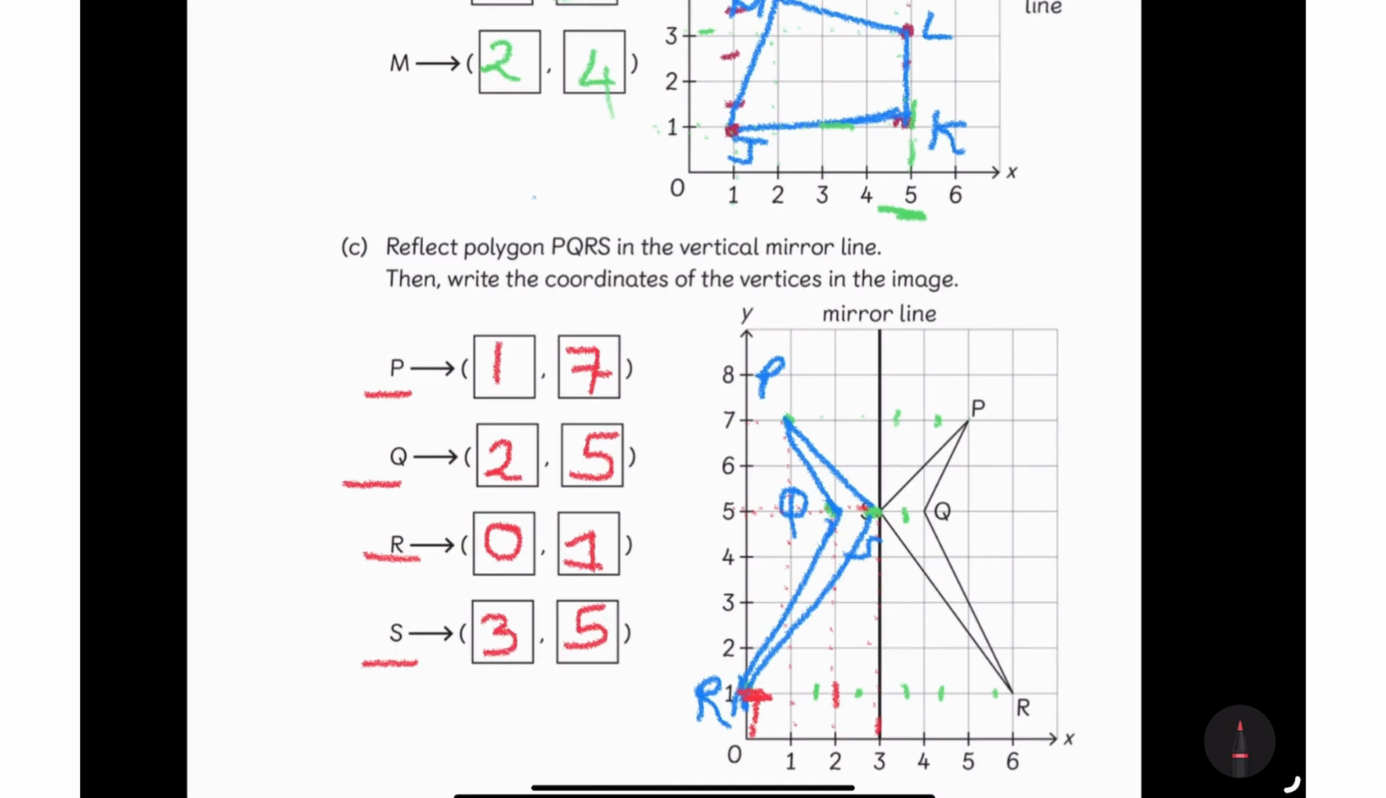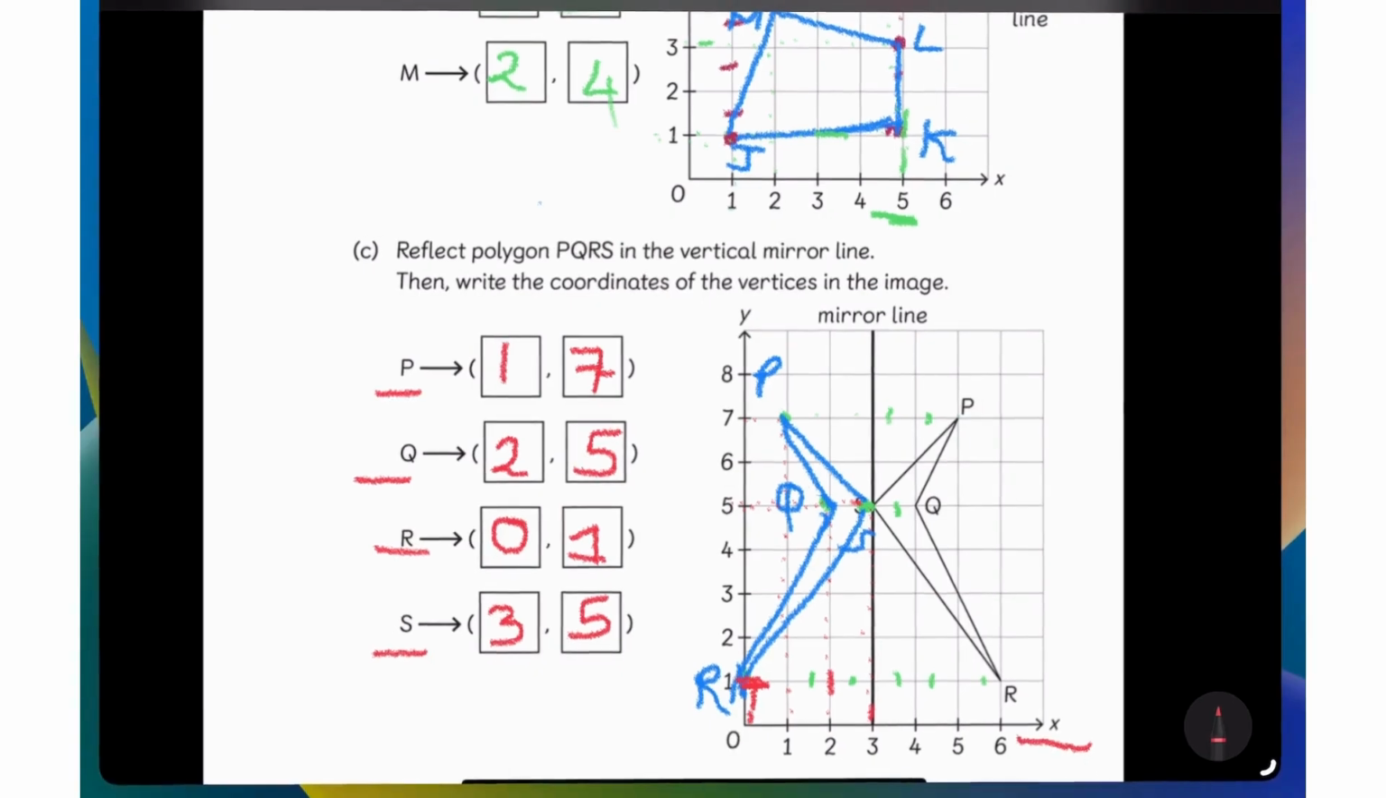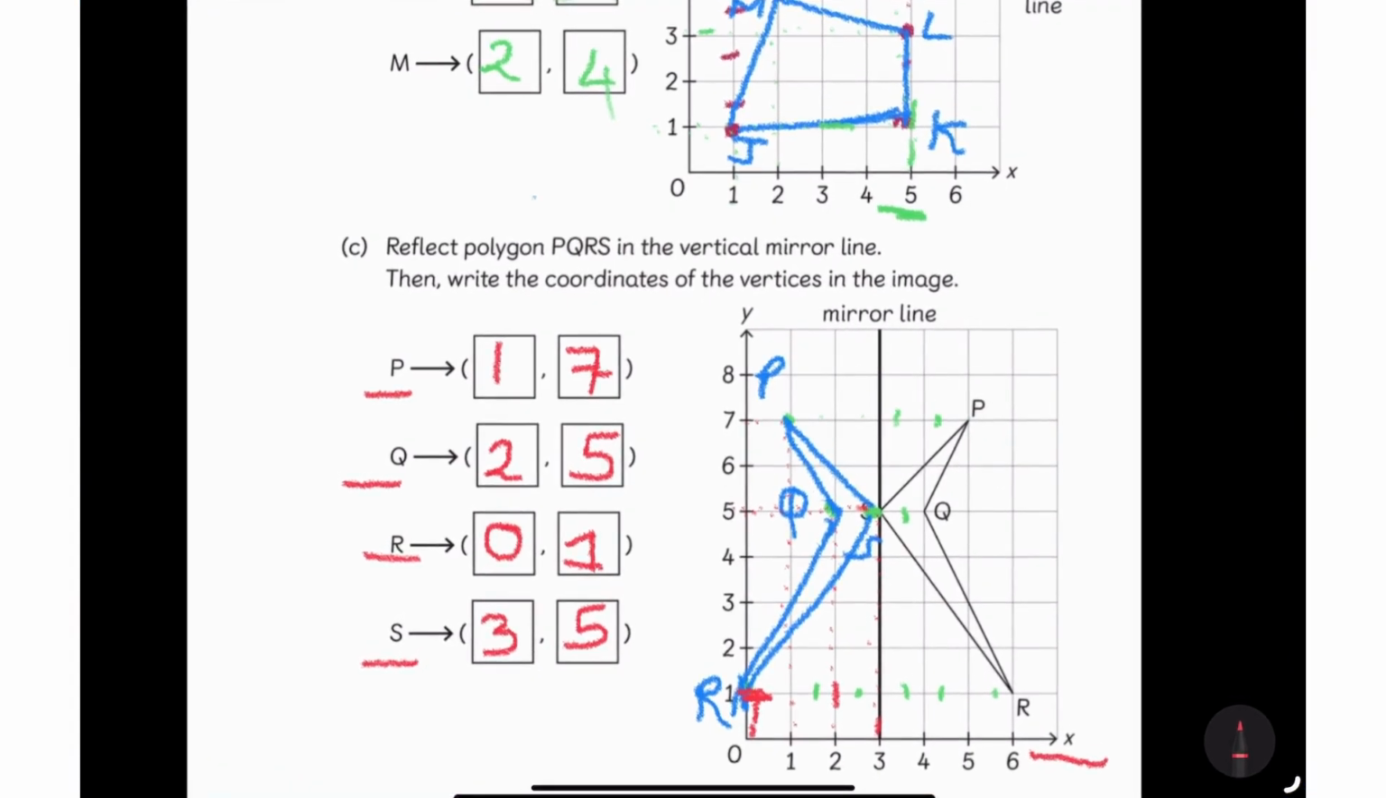So this is how you will try to solve and read the coordinates. Remember the key, we always start from the x-axis. All right, the x-axis is the main one which will let you know how the reflection follows.